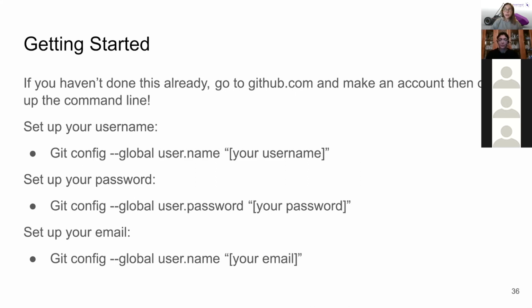So open up your command line, and the first thing that you're going to do is git config --global user.name, and in parentheses, I want you to put your username, the username that you sent to me in the sign up sheet for this workshop.